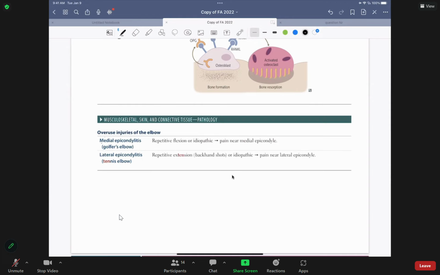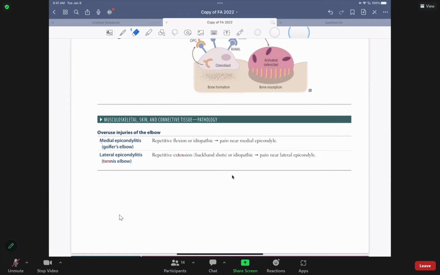If I want to do flexions, I need my flexor muscles. If I want to do extension, I need all the extensor muscles. Now there are 2 areas in here. We call this medial epicondyle and we call this lateral epicondyle. Both are part of your elbow. Is everybody clear, folks?